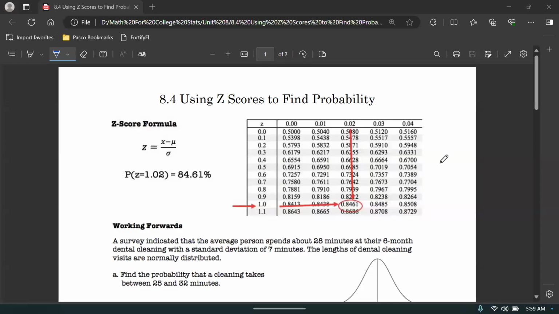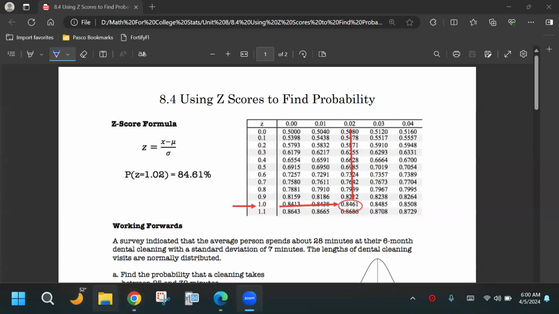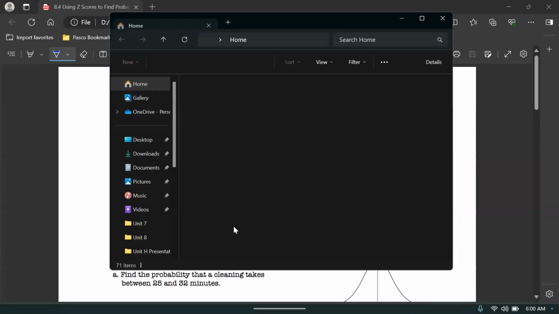Hello again. Welcome to 8.4, where we're going to actually use the z-scores to find probability. Because remember, in the past two sections, I've told you that z-scores are a standardized scale where somebody's already done all the calculus to find these numbers, and we have tables for it. Actually, let me go ahead and pull up one of those tables now.